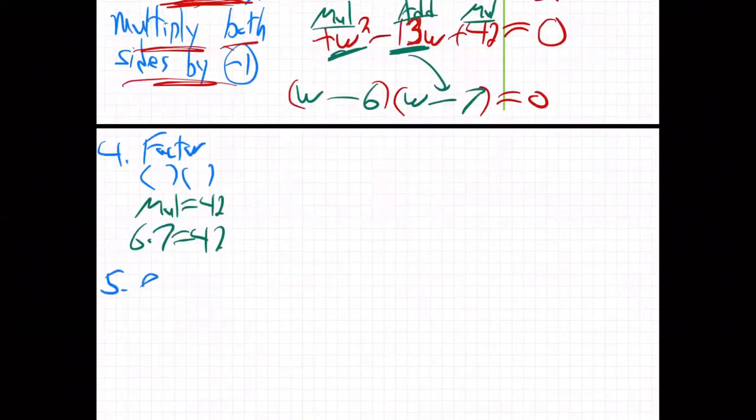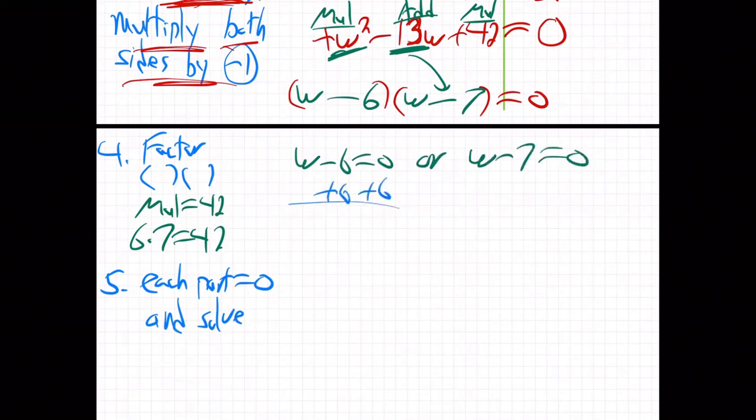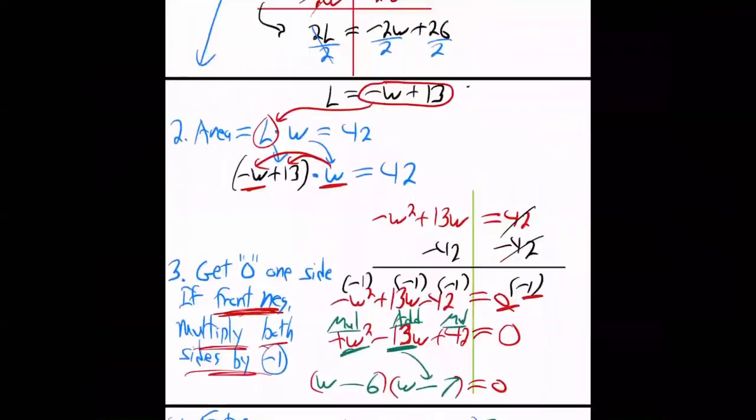Step 5, each part equals 0 and solve. So take the w minus 6 equals 0 or w minus 7 is 0. Let's wrap this thing up, add 6 to both. Boom, w is 6, or let's add 7 to both. Boom. So width is 6 or 7. The width is 6 or 7, so it doesn't really matter which one.